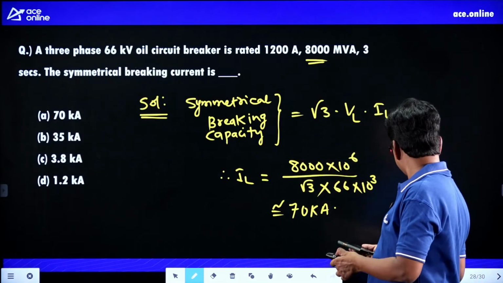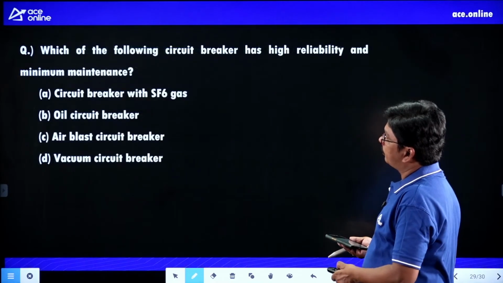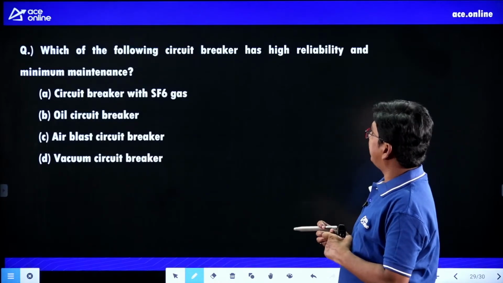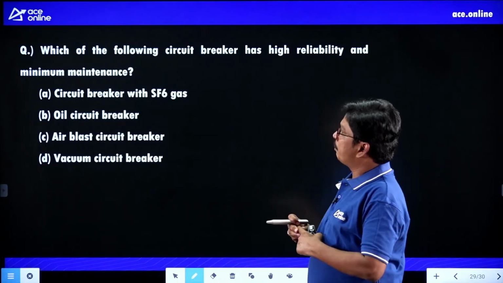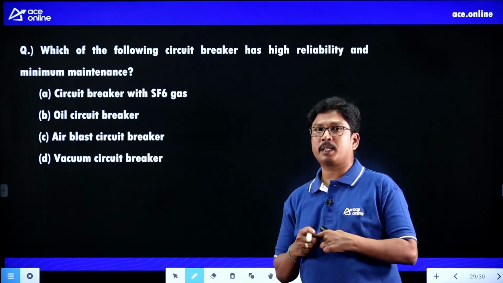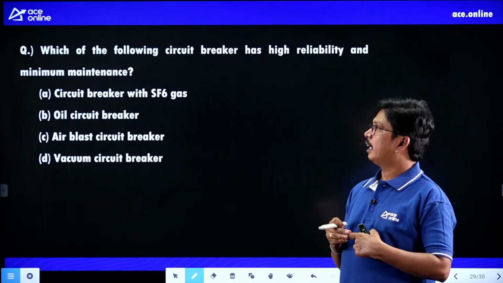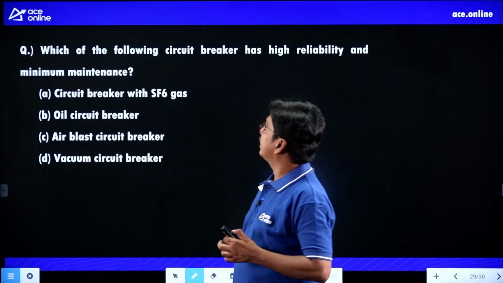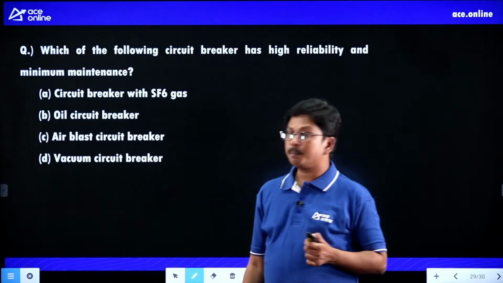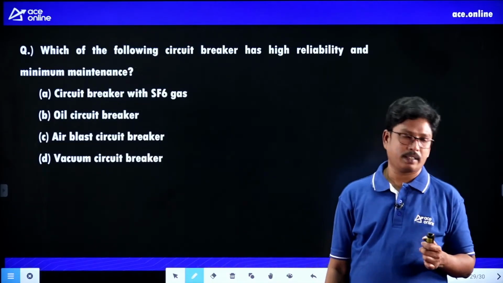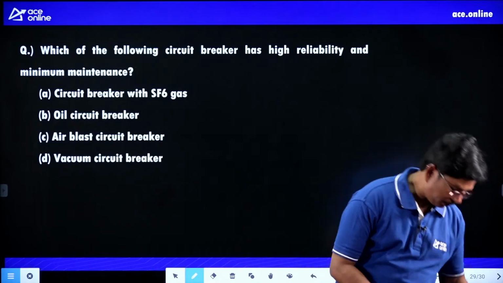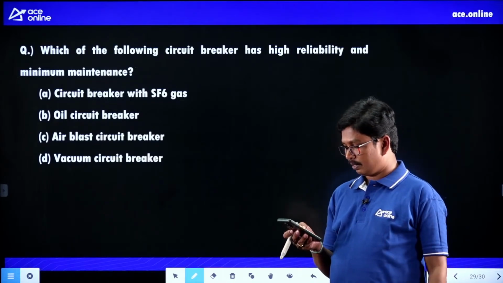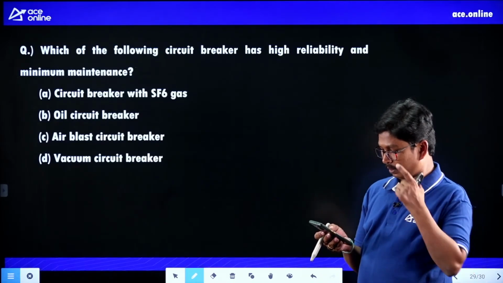Next question. Which of the following circuit breakers has the highest reliability and minimum maintenance? Which circuit breaker is having very high reliability and minimum maintenance?